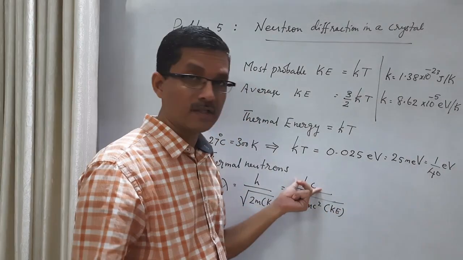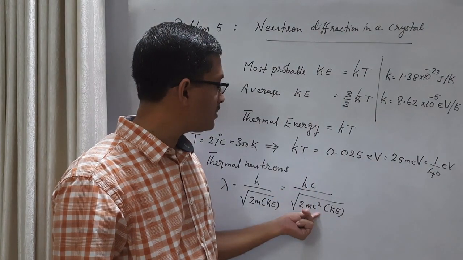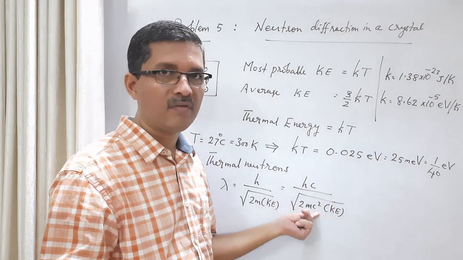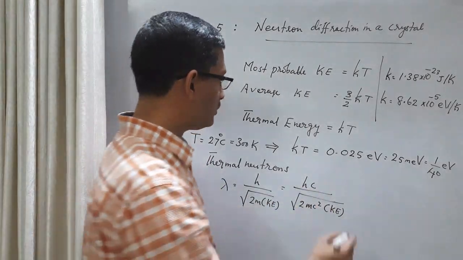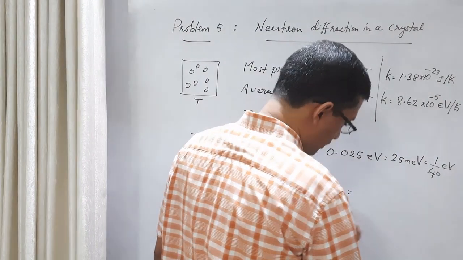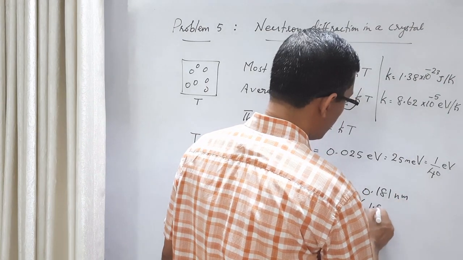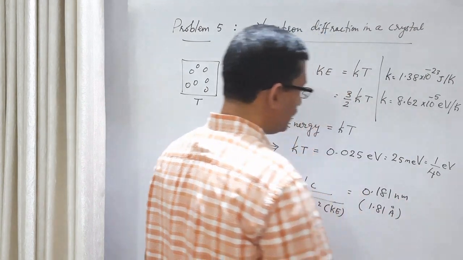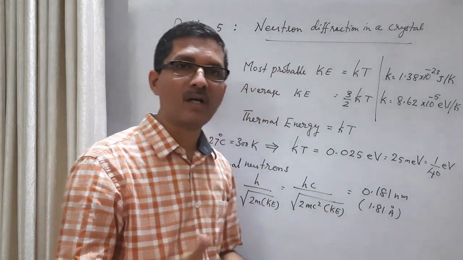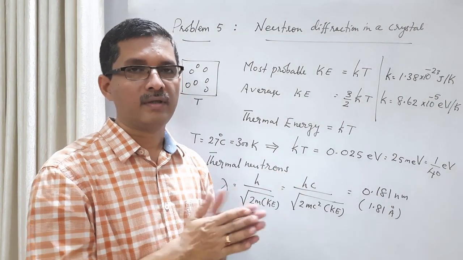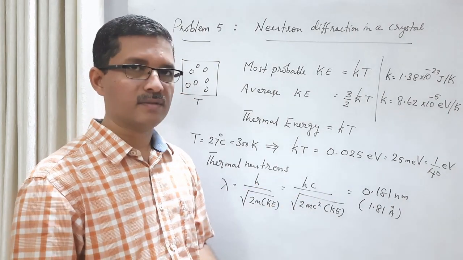The value of hc you know, 1240 electron volt nanometer. Here mc squared is 939.57 MeV, which you can convert into electron volt. Kinetic energy is also given in electron volt. If you substitute all these values, you get 0.181 nanometer or 1.81 angstrom. So this is the de Broglie wavelength of a collection of thermal neutrons, which are thermal equivalent at room temperature having this much kinetic energy.